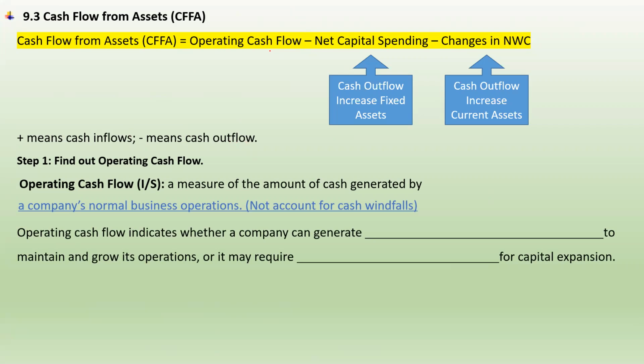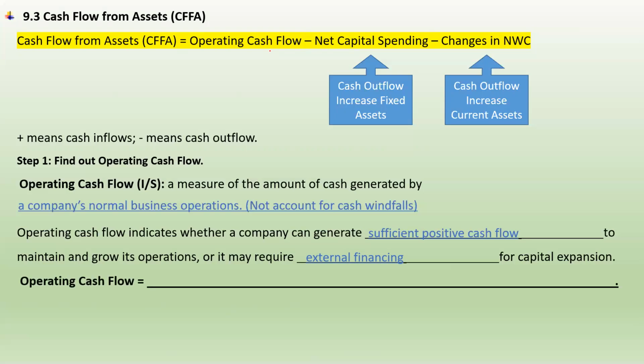Operating cash flow indicates whether the firm can generate sufficient positive cash flow to maintain and grow its operations. And sometimes, if the operating cash flow is not enough, it may require external financing. Operating cash flow equals earnings before interest and taxes, add back depreciation. Remember, the reason is that depreciation is not a cash inflow or a cash outflow. It's an accounting number. And subtract the taxes.